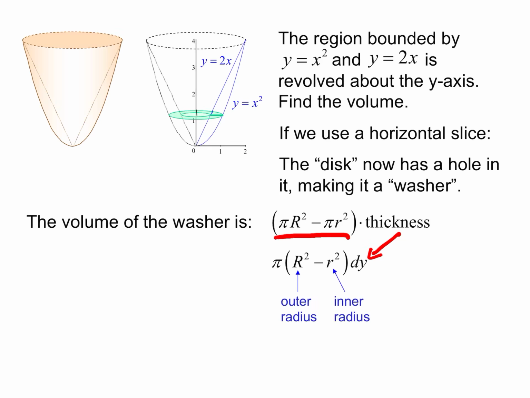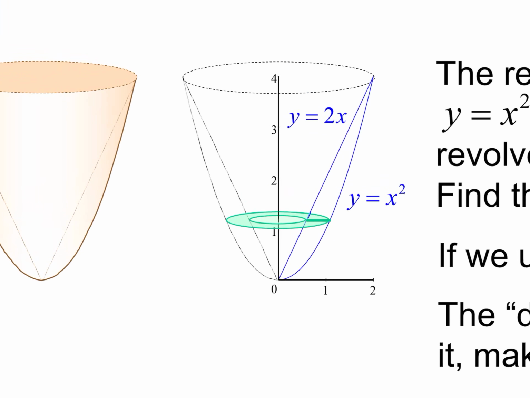Outer radius and inner radius. So let's look at this picture. The outer radius would be all the way to here. From here all the way to here, and that's just x squared. The inner radius is from here just to there. So that would be 2x.